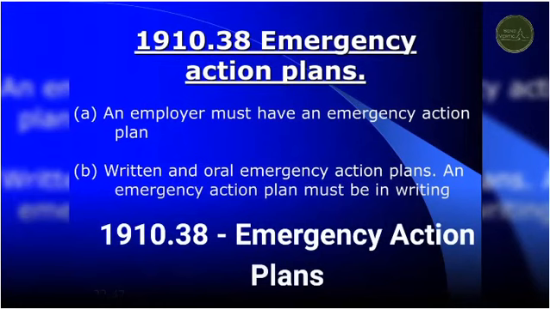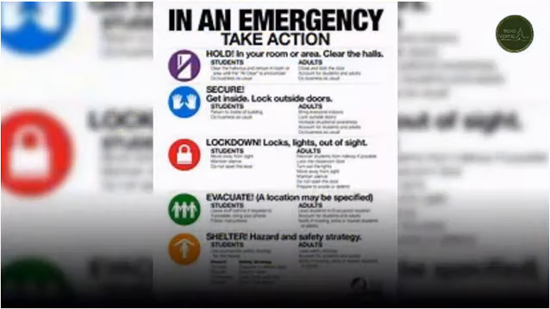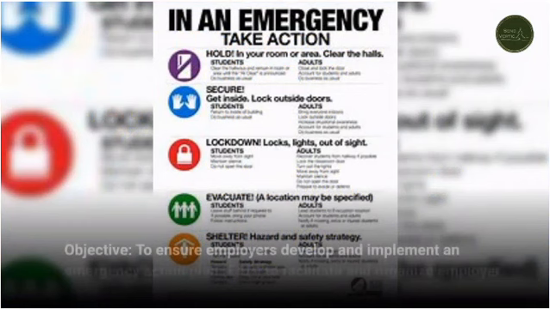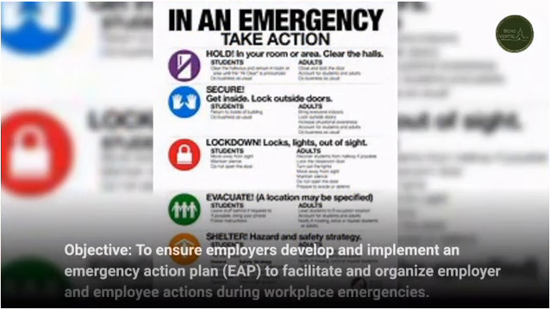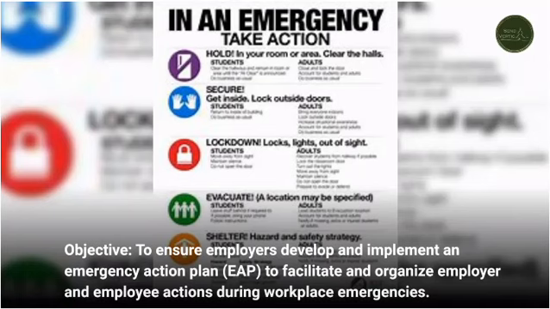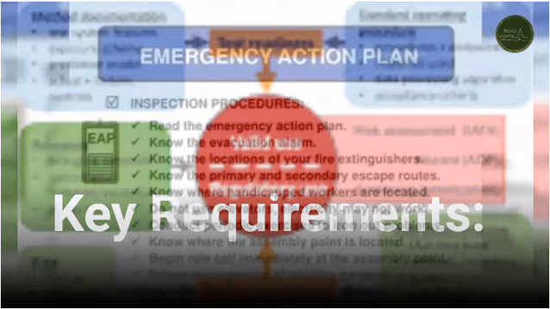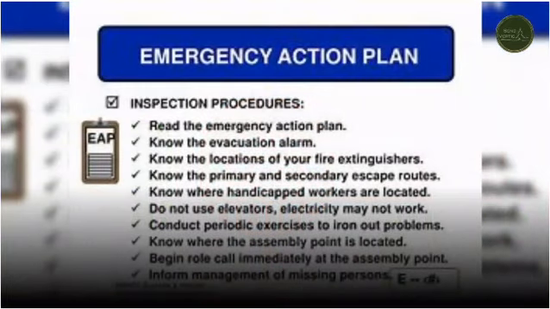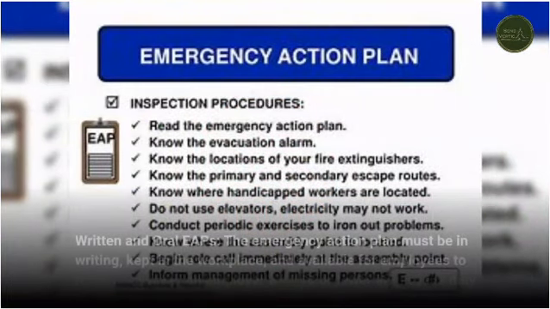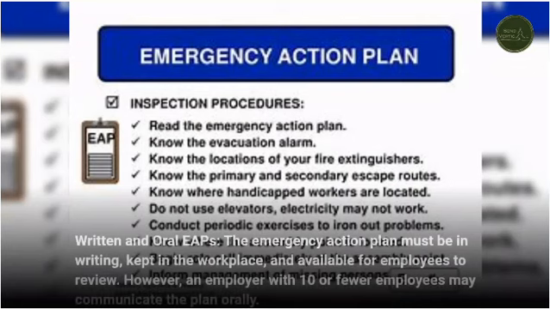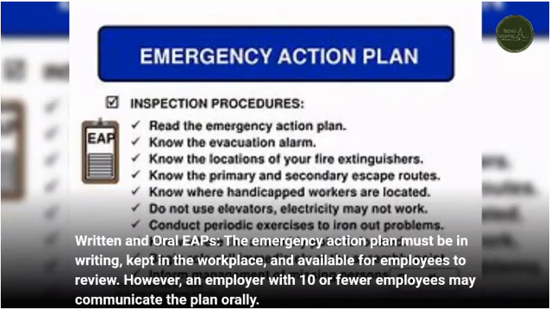1910.38, Emergency Action Plans. Objective: to ensure employers develop and implement an emergency action plan, EAP, to facilitate and organize employer and employee actions during workplace emergencies. Written and oral EAPs: the emergency action plan must be in writing, kept in the workplace, and available for employees to review. However, an employer with 10 or fewer employees may communicate the plan orally.